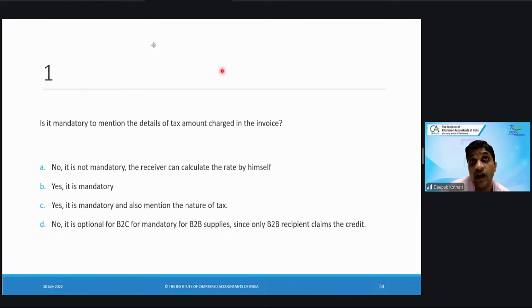Can we cancel or alter? No, e-invoice cannot be cancelled or altered. That is very important. You cannot alter or cancel the e-invoice. Once generated, done.